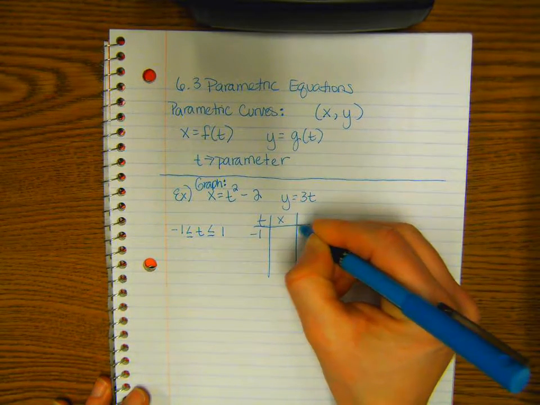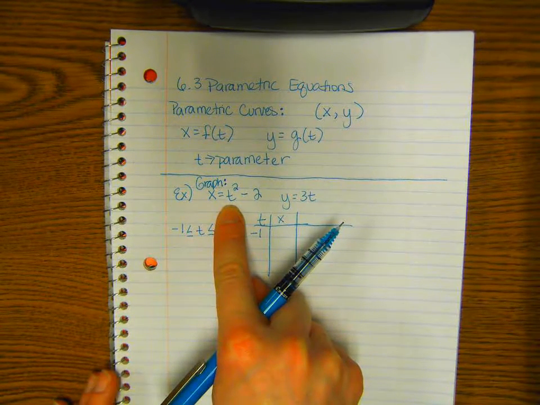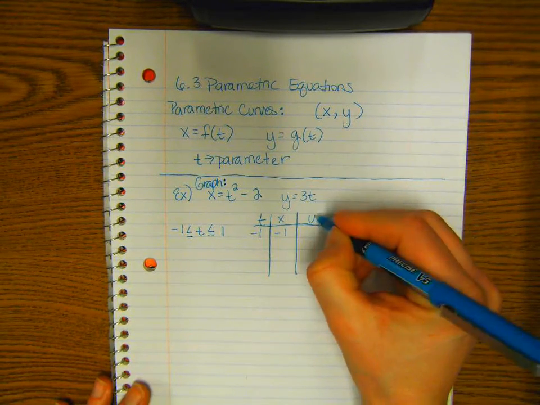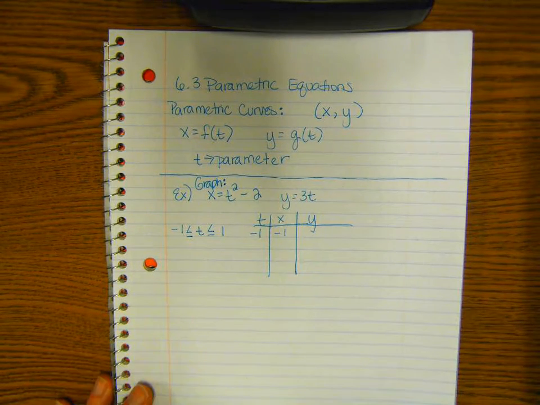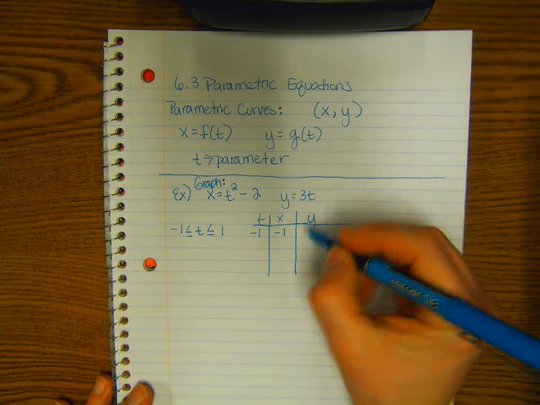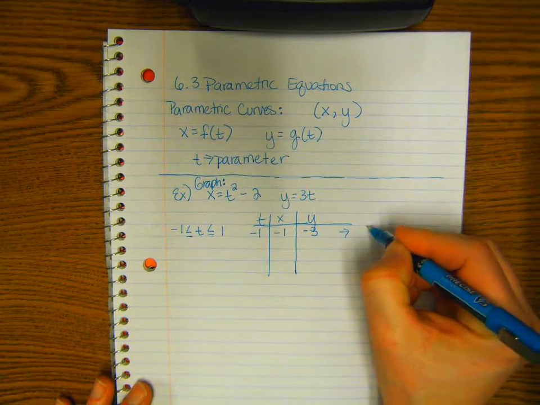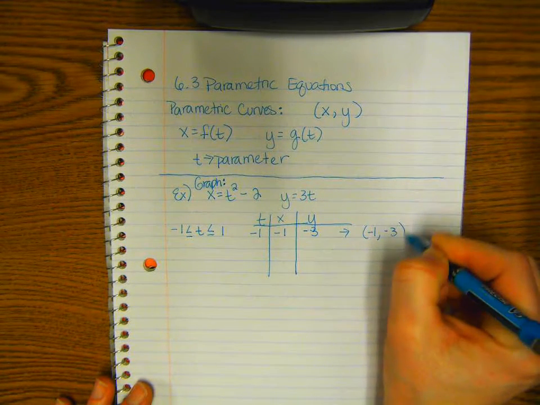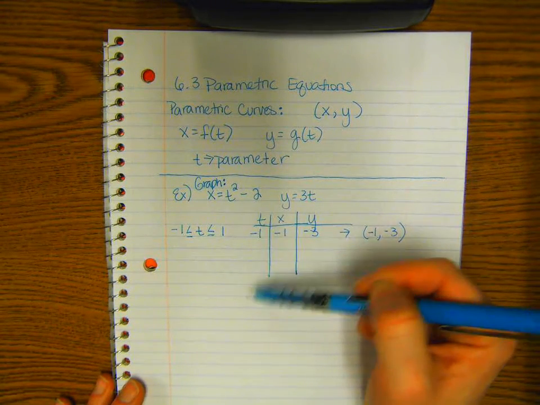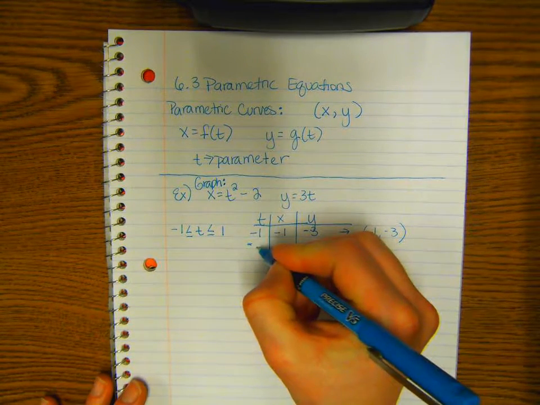Alright, so let's plug it in up here. What's -1 squared? -2 is -1. And then to get y, I put -1 in for t here. Okay, so what ordered pair does that give me then? -1, -3. This is used to find points. t does not show up in the graph. The graph is still an xy graph. It is used to generate points. So let's just do this with the remaining points.